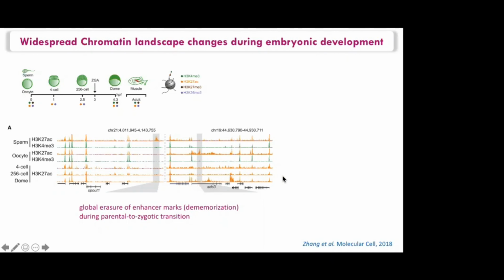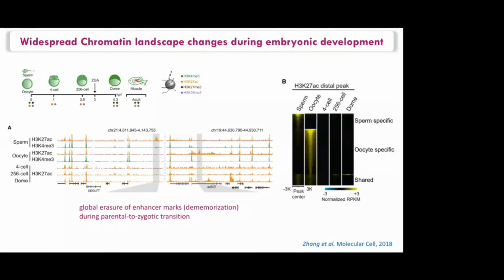And this global eraser of the activation mark can be clearly seen here in the global heat map. So K27 acetylation in sperm as well as oocyte. The yellow, the highlighted region, is the activated enhancers. And as early as the 4-cell stage, these are completely erased. So philosophically speaking, the developing embryo doesn't learn anything from its parents. It's dememorizing everything and developing its own personality as far as the H3K27 acetylation mark is concerned.